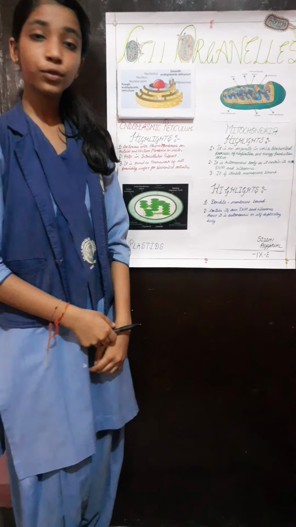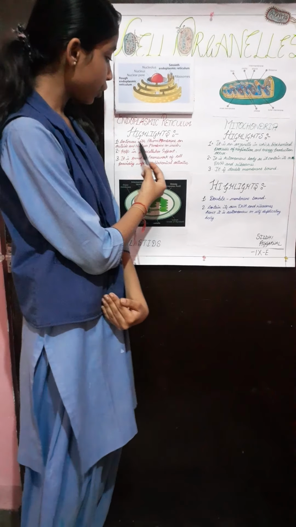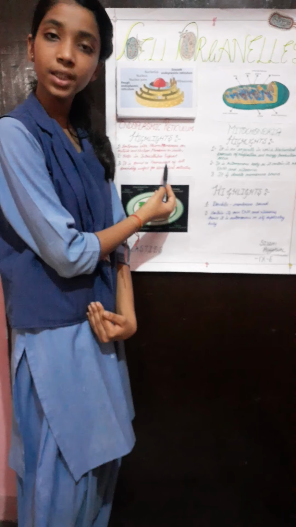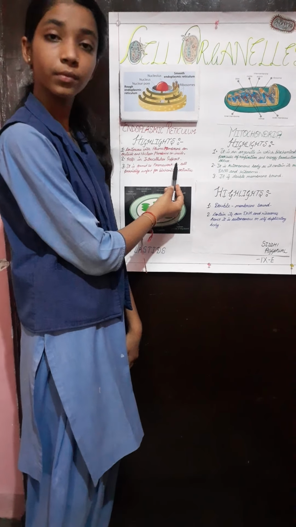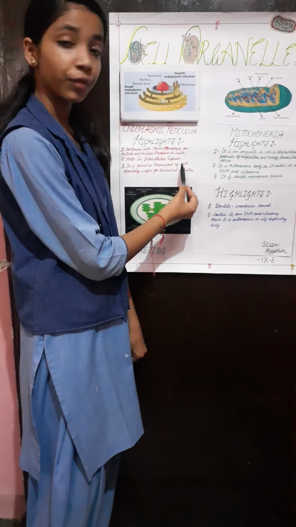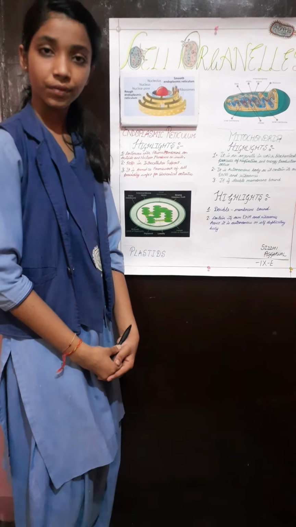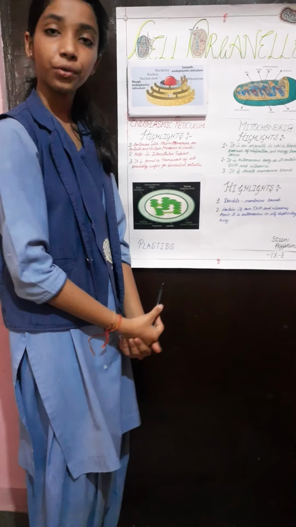Now, let's move to highlights of endoplasmic reticulum. First one is continuous with plasma membrane on outside and nuclear membrane on inside. Second one, helps in intracellular support. Third, it is termed as framework of cell, providing surface for biochemical activities. Now let's move to the next organelle, which is our mitochondria.